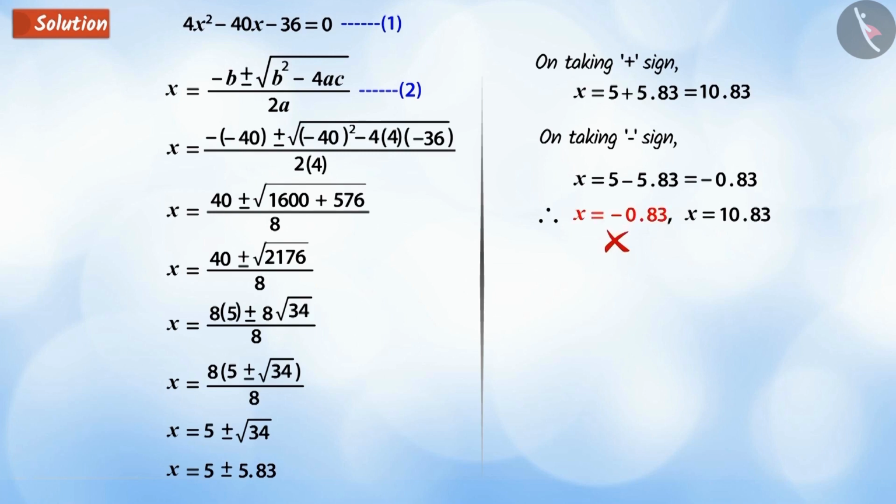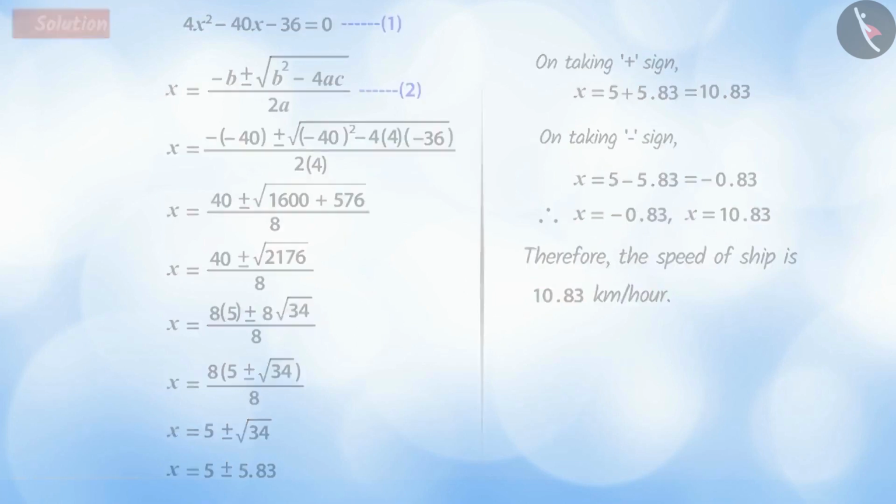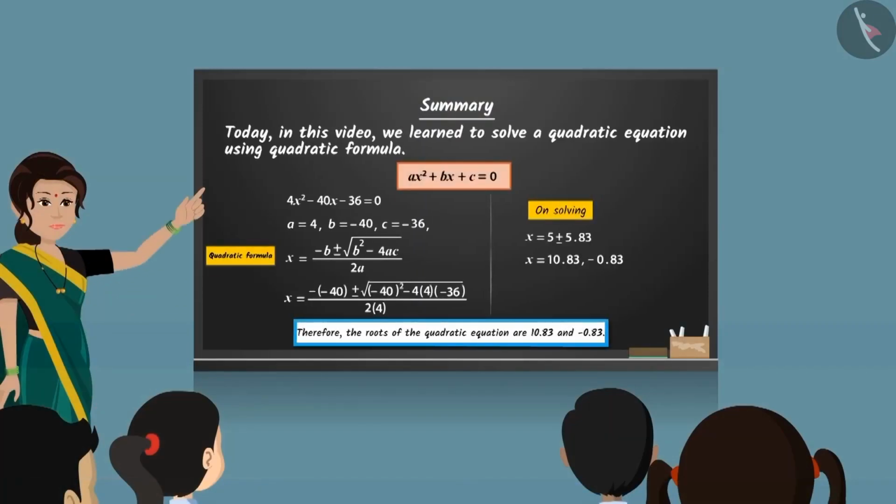Because x is the speed of the ship, it cannot be negative. Hence, we leave the value x equals minus 0.83. So we get from x equals 10.83 that the speed of the ship is 10.83 kilometers per hour. Today, in this video, we learned to solve a quadratic equation by the quadratic formula. In the following video, we will see some common mistakes while solving these types of questions.